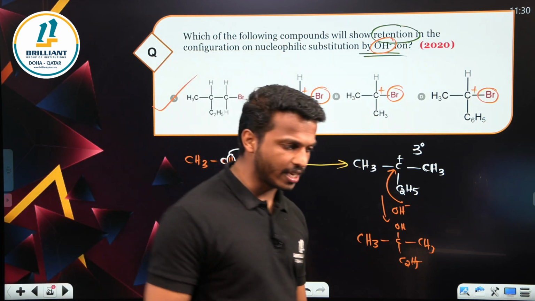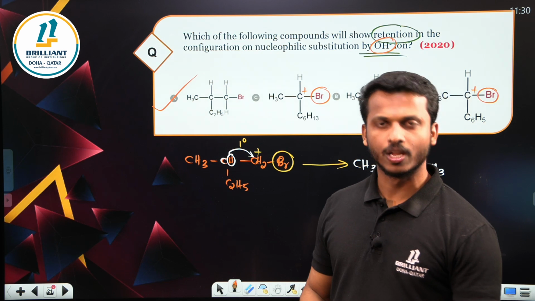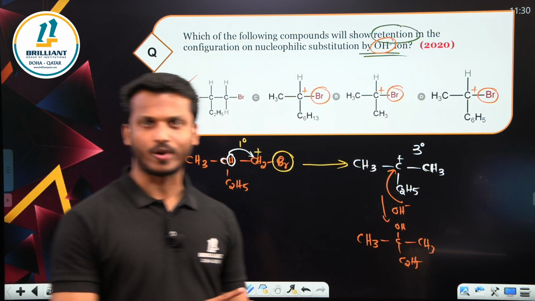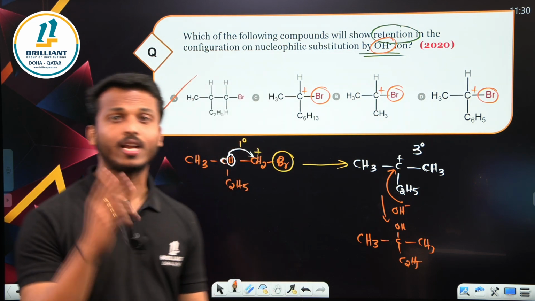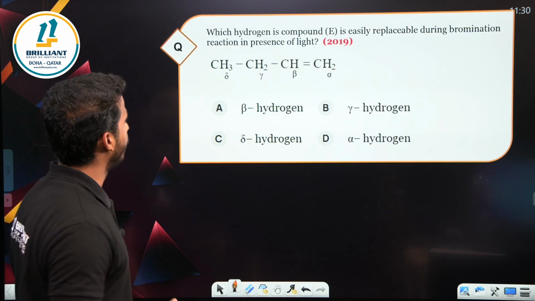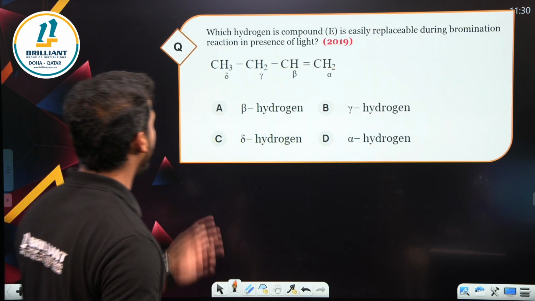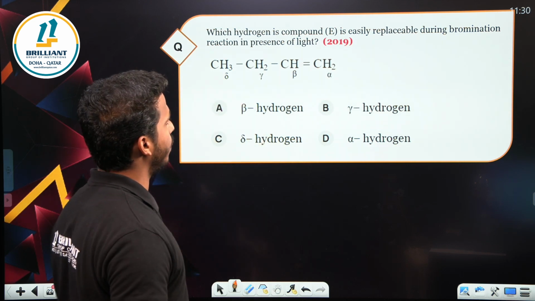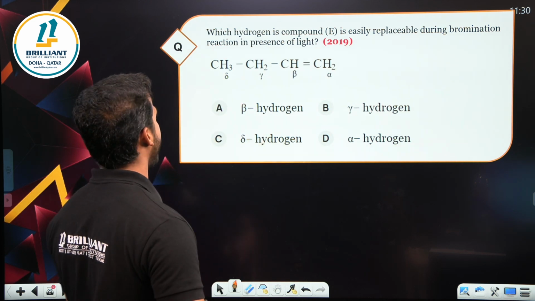Let me remind you once again, if it is an SN1 mechanism, the first step you have to remove the halogen. If you're getting a primary or secondary carbocation, check whether there is a chance to get tertiary or not through this kind of shift. Okay, next question, 2019, dear all. Which hydrogen in compound E is easily replaceable during bromination reaction in presence of light?